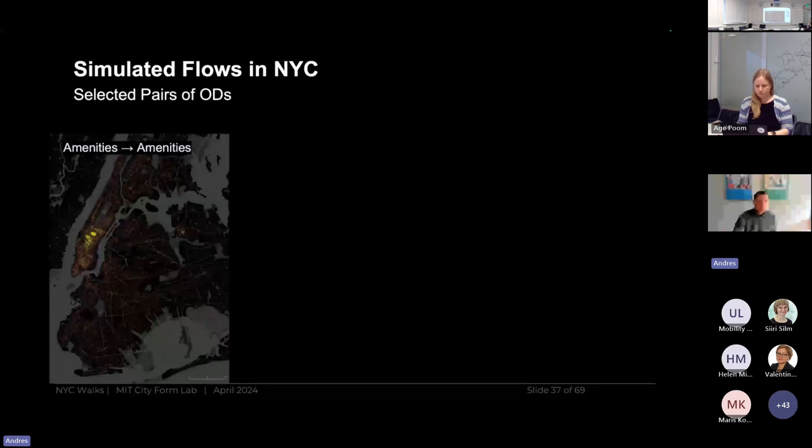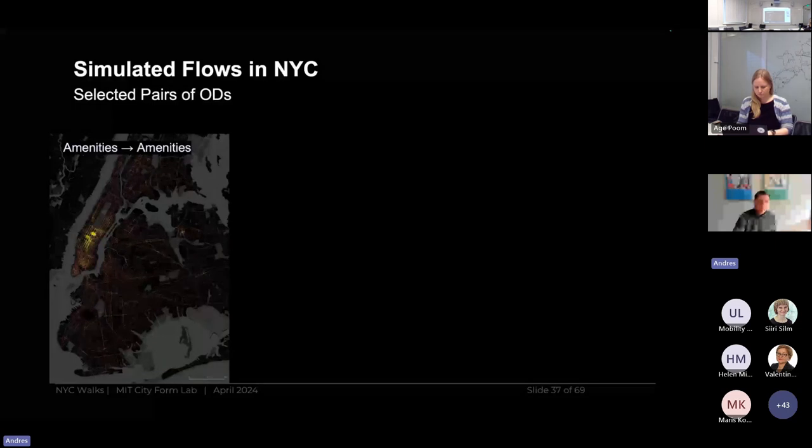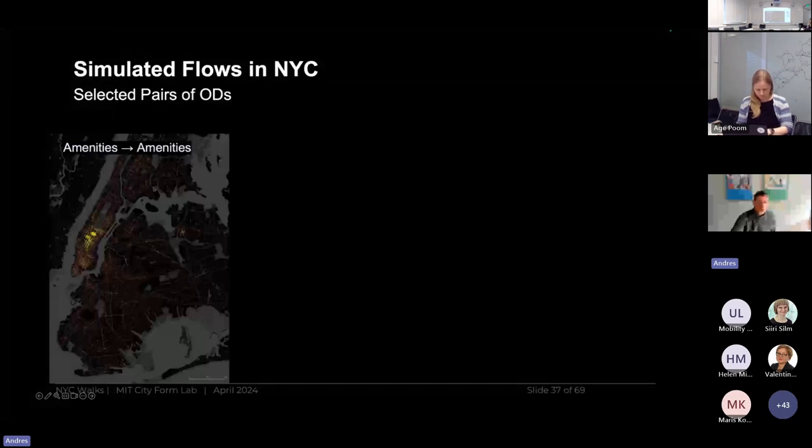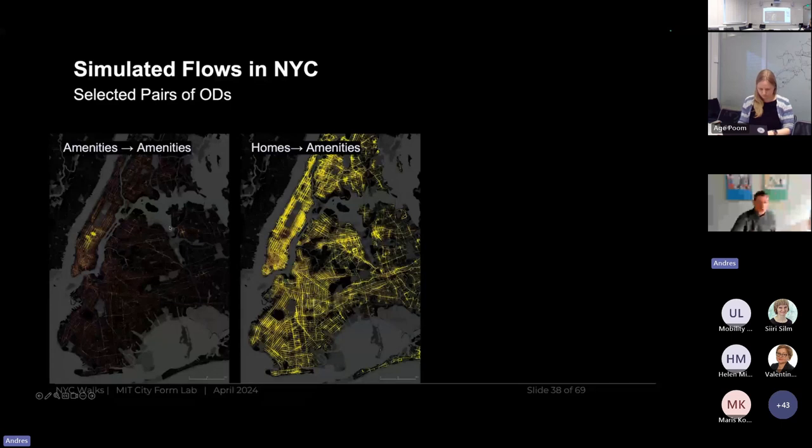With these assumptions in place, we can then estimate trips citywide from all residential origins and job locations and schools and public transit stations, etc., to various kinds of destinations. So I'll flip through some of them. These are trips between amenities, from shops to shops and services to services kinds of trips. These are trips from homes to amenities.